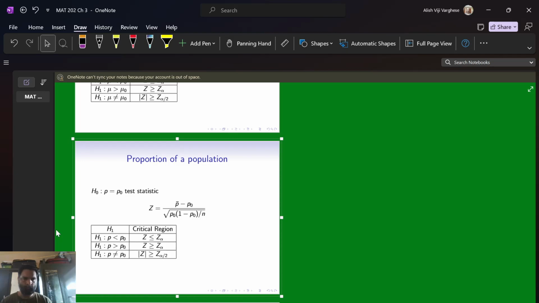Then for a proportion of a population, if we have a null hypothesis like P is equal to P naught, then the test statistic is (P minus P naught) divided by the square root of P naught times (1 minus P naught) divided by n. So that's again the normalization.